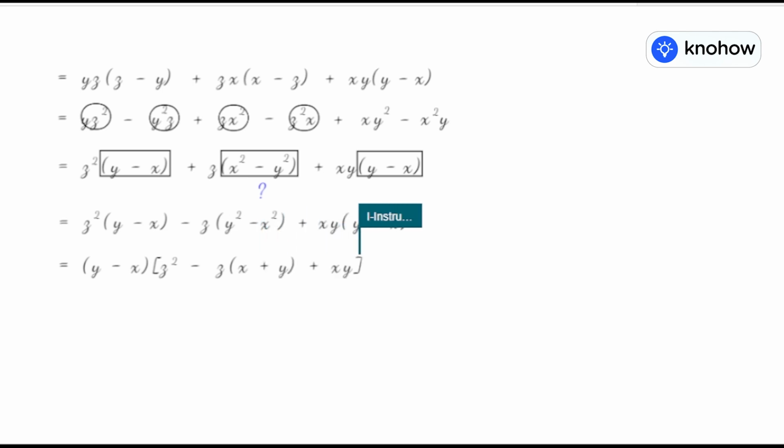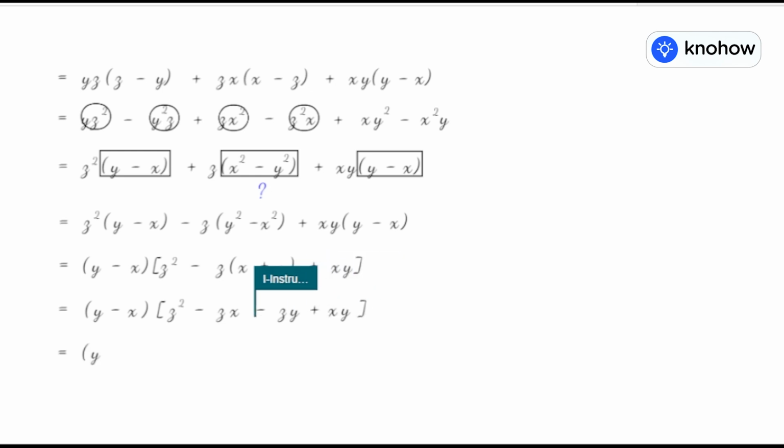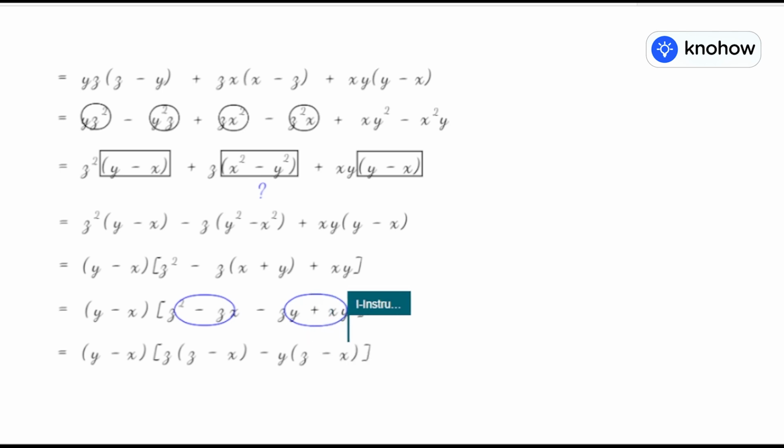Again open the brackets. Y minus X is already out, and then you have Z square, and multiplying with negative, you have negative ZX, negative ZY, and plus XY. It is easy to factorize the expression inside the bracket. From the first two terms, you take Z common, you get Z minus X, and from the last two terms, you take minus Y common, so that we again get Z minus X. And now take Z minus X common, you get Z minus Y.